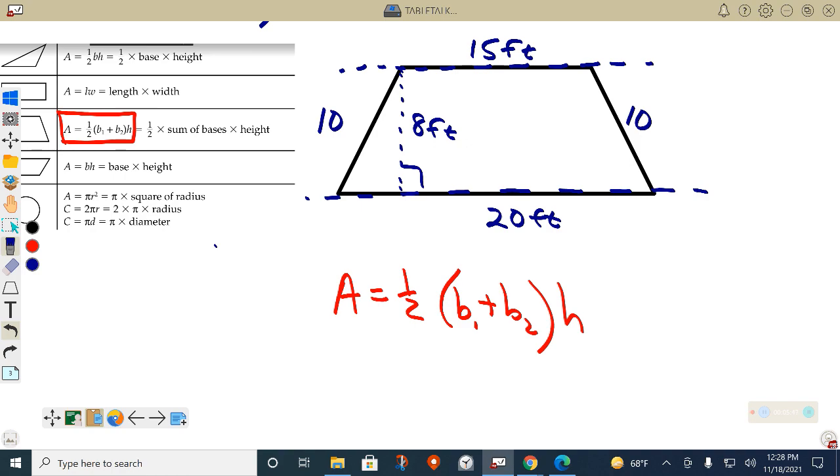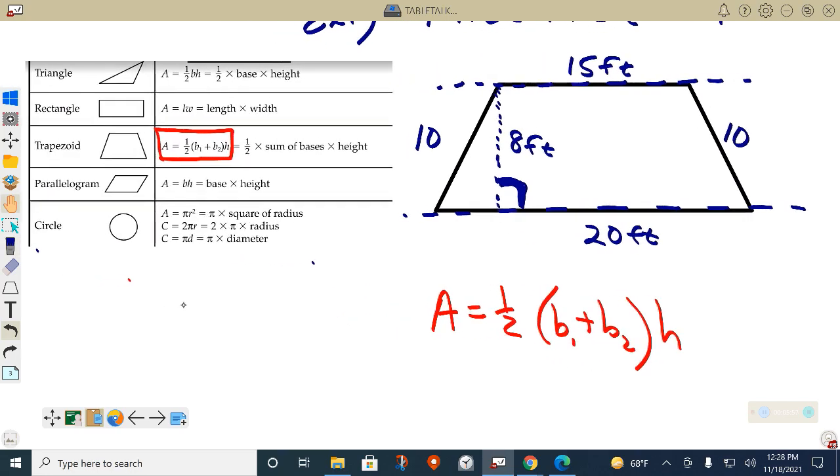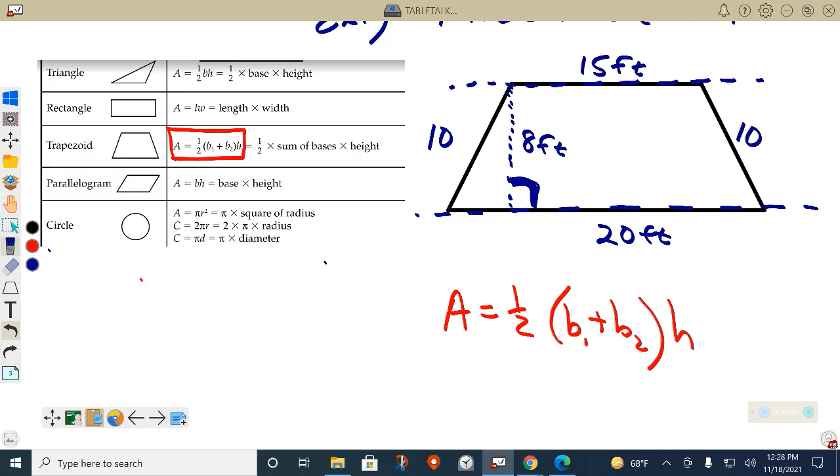And the height is always connected at 90 degrees with one of the bases. So whenever you see 90 degrees, you know that's the height. Whether you're dealing with a triangle, because look, a triangle has a height, the H. A parallelogram has a height, there's an H. And so does a trapezoid, here's your height, the H.